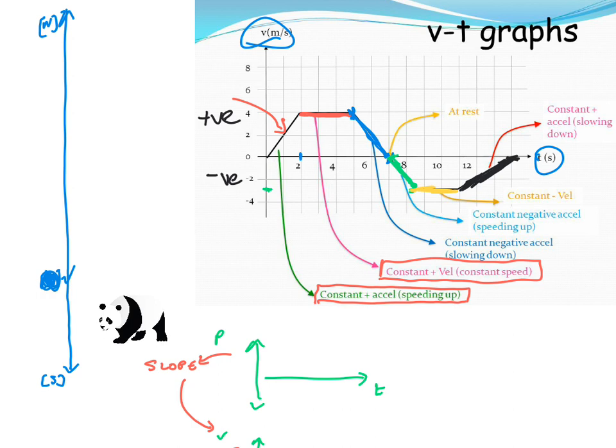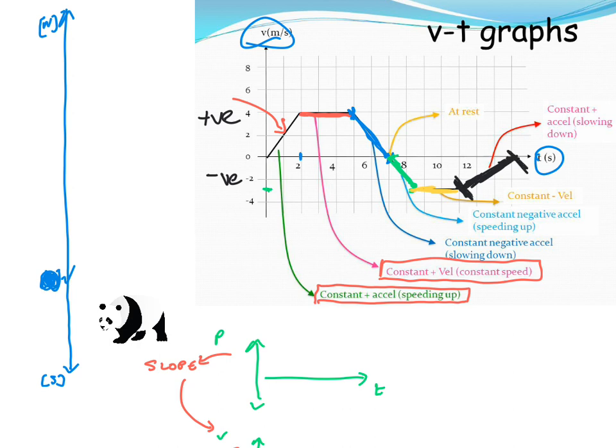Now, the panda didn't change direction for those last 3 sections because everything is below the line. So everything is in the negative, but it did move on that very last point. From 12 seconds, it moved with a positive acceleration, which means it was slowing down to 0. And you always look at the velocity that it's moving with, and ask yourself, in this point here, it was moving with a negative velocity.